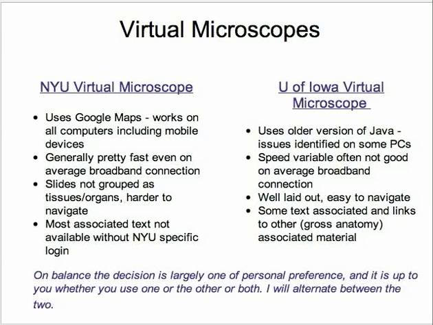On the other hand, the University of Iowa virtual microscope, which is a little older than the NYU virtual microscope, uses an older version of Java to display the slides, and so they themselves have identified that this doesn't work on some PCs, but works perfectly well on others. I've found the speed at the University of Iowa virtual microscope to be quite variable and often quite slow on an average broadband connection. On the other hand, it's particularly well laid out with slides grouped in groups representing tissues or organs, and very many of the slides have associated text and indeed links to other related material, including images and text related to the gross anatomy of the tissue or organ that you're looking at.